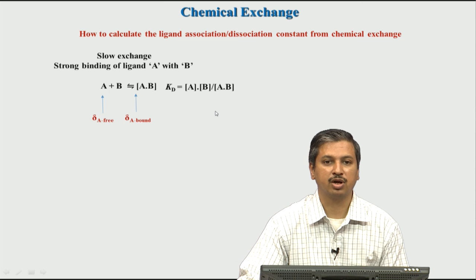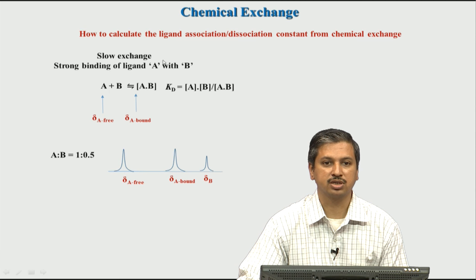Okay. So, how can we determine this by NMR? So, let us say you are having a slow exchange process, that is a strong binding of A with B, then you may expect 3 peaks.